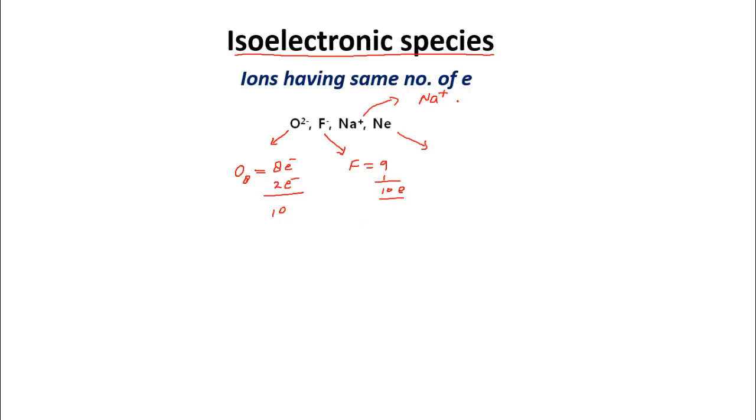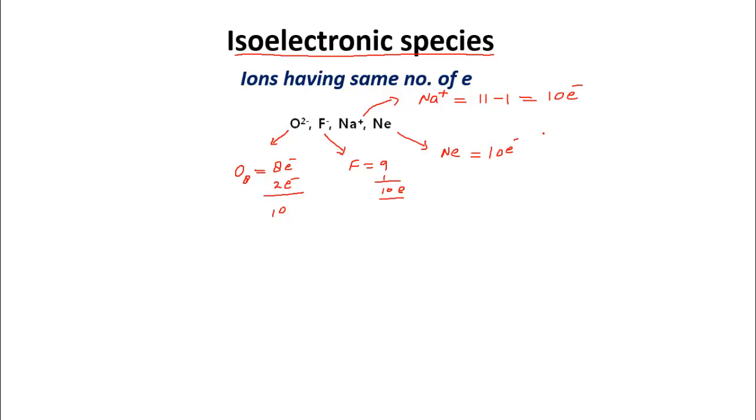Sodium ion. Sodium, we know, has atomic number 11. That means a neutral sodium atom has 11 electrons. But because of the 1 positive charge, 1 electron has been lost by the sodium, so you have to subtract the 1. Therefore, you get again 10 electrons here. Neon with atomic number 10 has again 10 electrons.